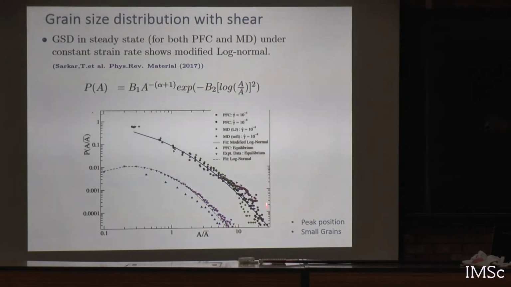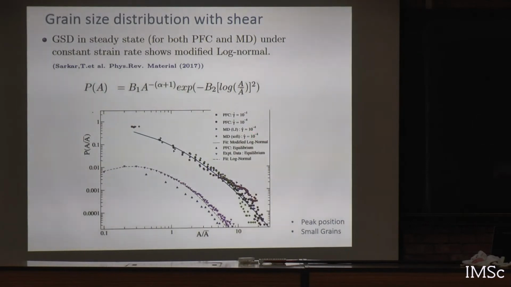Now, this is all the non-equilibrium data we had across various simulations. We have PFC at two different strain rates, 10 times different. Then we have MD with Lennard-Jones at a comparable strain rate, and then we have the soft solid, all at comparable strain rates.